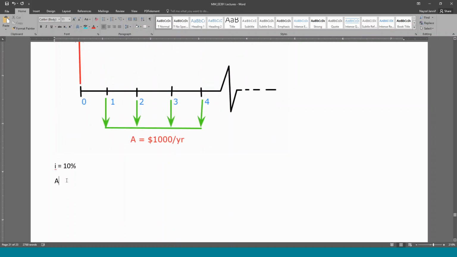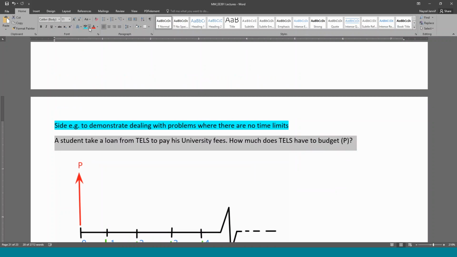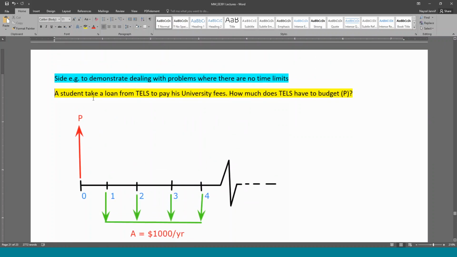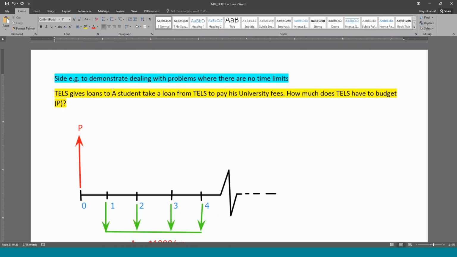We are looking at it from a TELS point of view. Now, when we look at our interest over here, guys, in simple terms, our interest is equal to principal times rate. I still have to think of a better way to word this problem, but just have a look at this. Our interest is equal to principal times rate. Maybe let me reword the problem. Now, TELS gives loans to students.